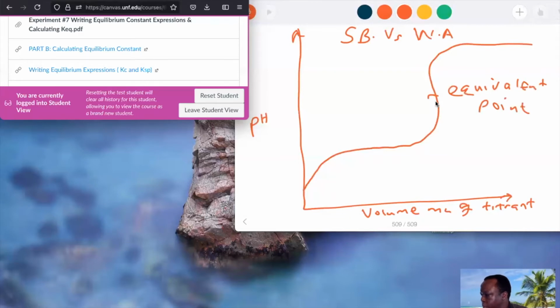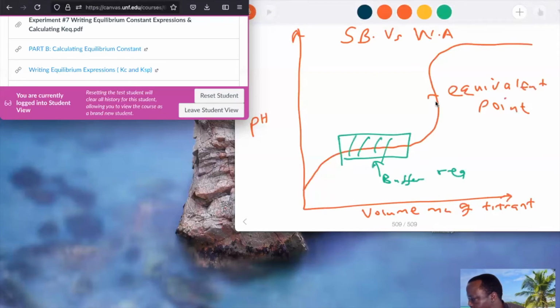This is what we call the buffer region. You know what a buffer is? I asked you to read about buffers. A buffer solution is a solution that resists change in pH because it has both an acid and a base, a weak acid and its conjugate base. It resists change in pH. So here is the buffer, we call this the buffer region.